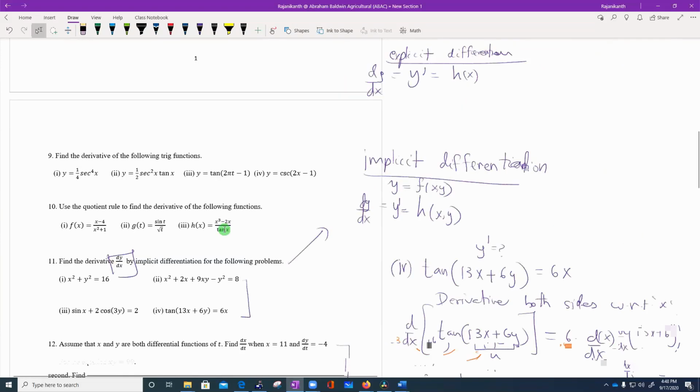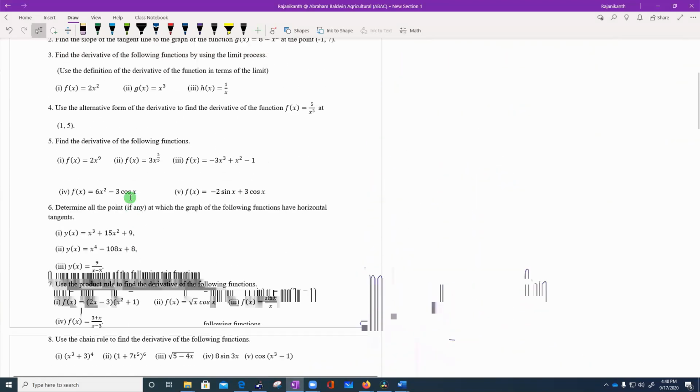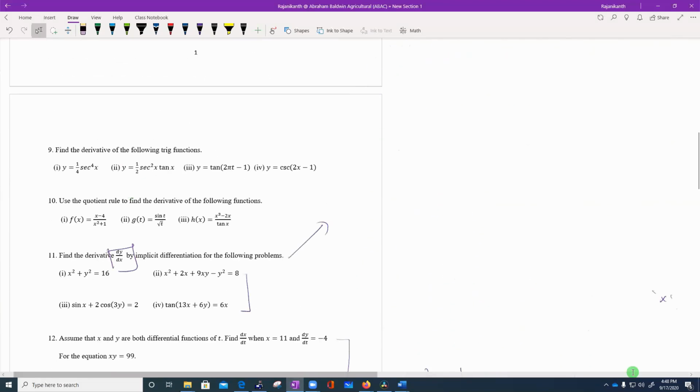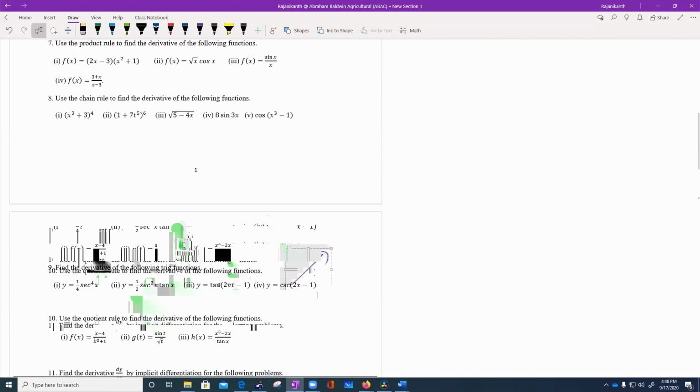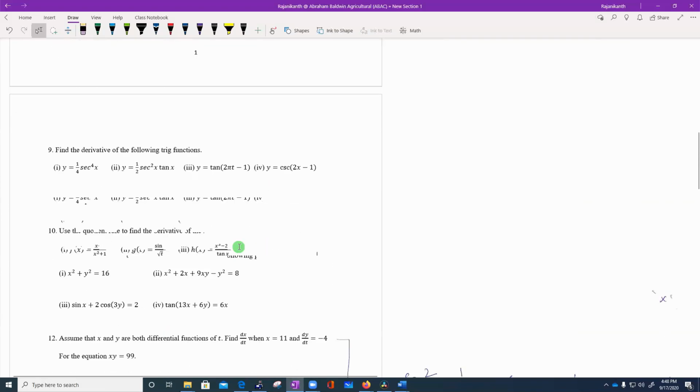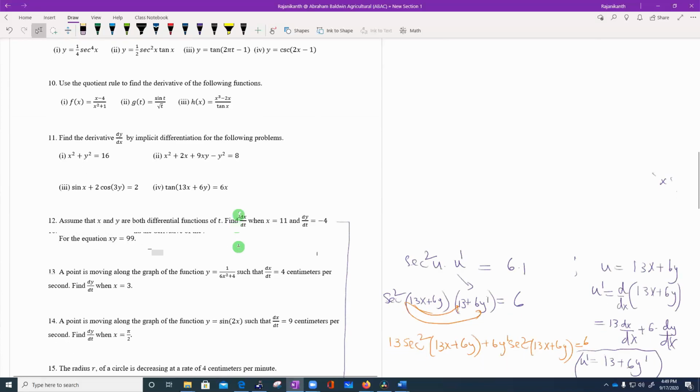Okay, the remaining problems use the quotient rule, product rule, chain rule, those things, no? Now tell me which one you want me to discuss. Do you want me to try these quotient rule problems, or how many questions will be on the test? I may include maybe 12 problems, 10 to 12.